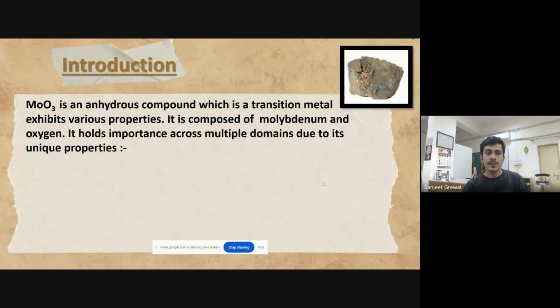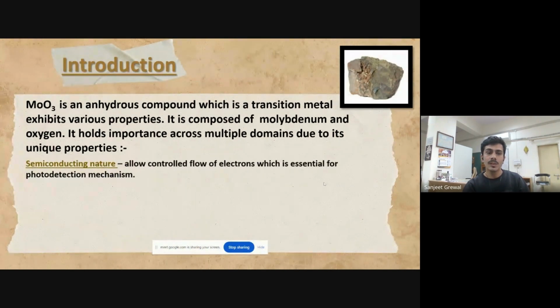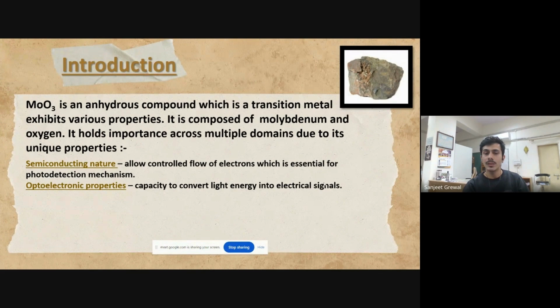Let us begin with a brief introduction of MoO3. MoO3 is an anhydrous compound of a transition metal and exhibits various properties. It is composed of molybdenum and oxygen. It holds importance across multiple domains due to its unique properties. It has a semiconducting nature, which means it allows controlled flow of electrons, which is essential for the photodetection mechanism. It also shows optoelectronic properties, that means it has the capability to convert light energy into electrical signals.